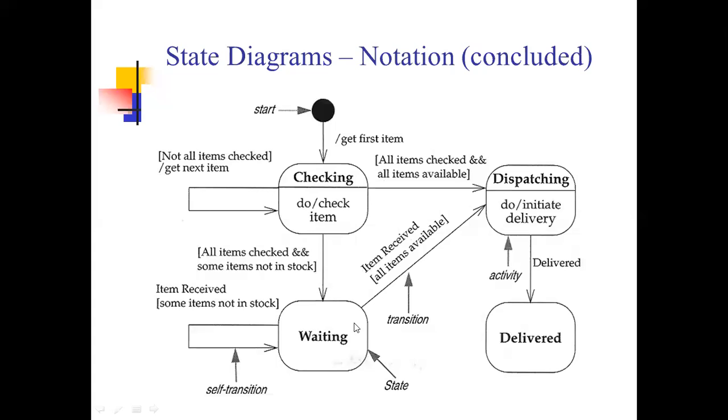Then here you can see the waiting state. It also has a self transition. That means if an item is received and some items are not in stock, at that time it will wait for some time. That is a self transition. After checking all items, if some items are not in stock, then it will wait. It will be in the waiting state. And here you can see after waiting, if the item is received, that means all items are available. This is the condition. Then it will dispatch the order. So this is the simple diagram for state diagrams, with the notation start. At the end you can give the end state here.